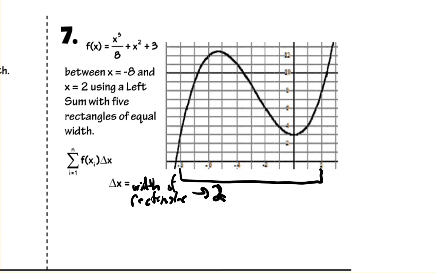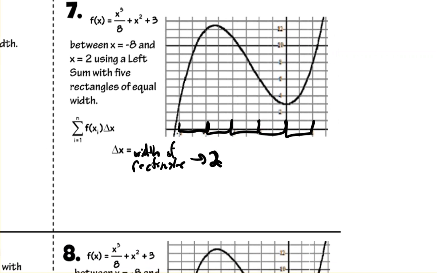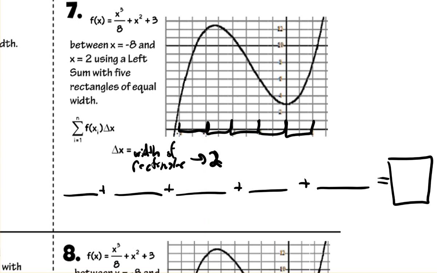All right, now it depends on if you're talking about left sum, right sum, or midpoint sum. But I can chop up my rectangles down here. Here's 1, 2, 3, 4, 5, all of width 2. This fancy notation, we'll talk about more of that next semester, but it's just saying add up those areas. So I've got 5 rectangles, and adding those up is going to give me an estimate for the area under that curve.